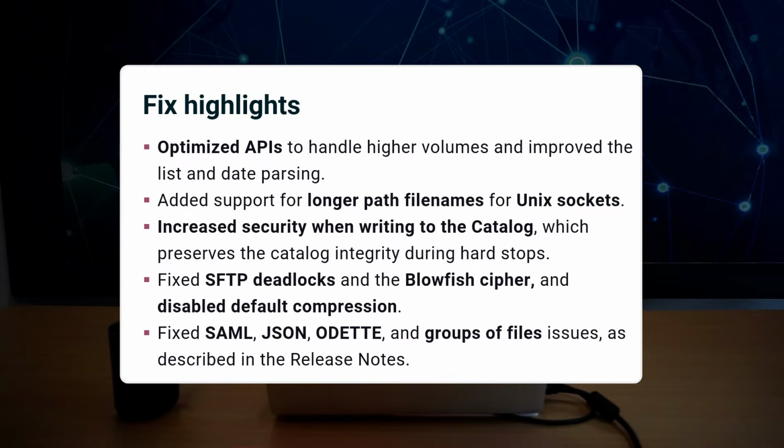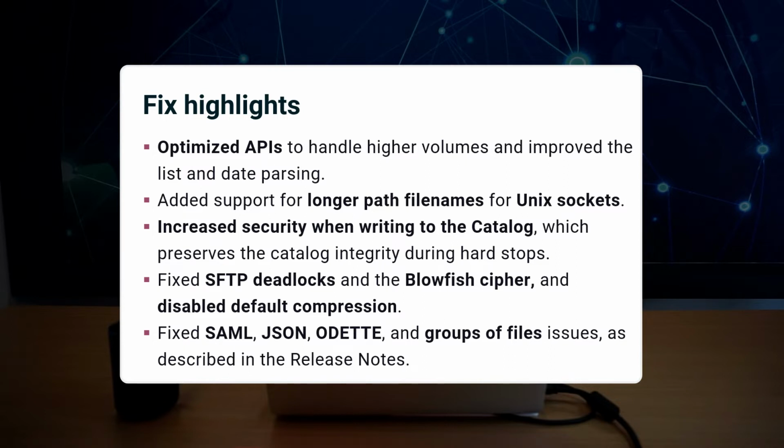We optimized our REST API for high volume and eliminated possible timeouts. The parsing of numerical values in lists and filtering log messages by date has been corrected. Support was added for long path file name for Unix sockets in CFT and UI. In the catalog, we made writing operations safer to prevent rare cases of corruption of the catalog.